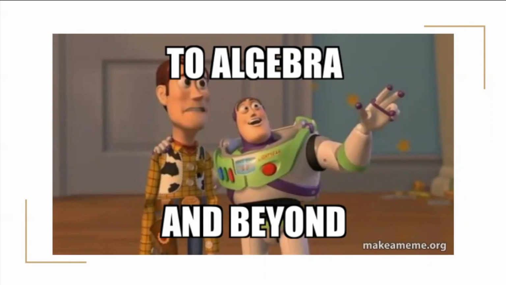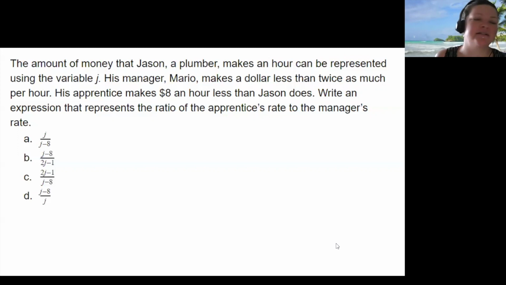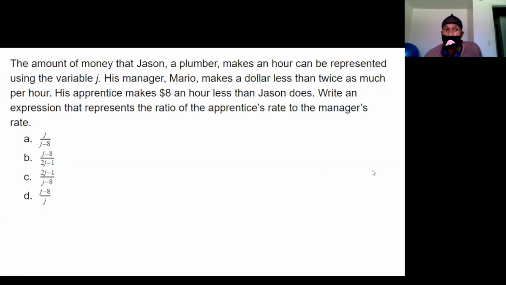So here we go. The amount of money that Jason, a plumber, makes an hour can be represented using the variable J. His manager, Mario, makes $1 less than twice as much per hour. His apprentice makes $8 an hour less than Jason does. Write an expression that represents the ratio of the apprentice's rate to the manager's rate. As usual, my question is, what are they asking us to do or to find? The expression that represents the ratio of the apprentice's rate to the manager's rate.